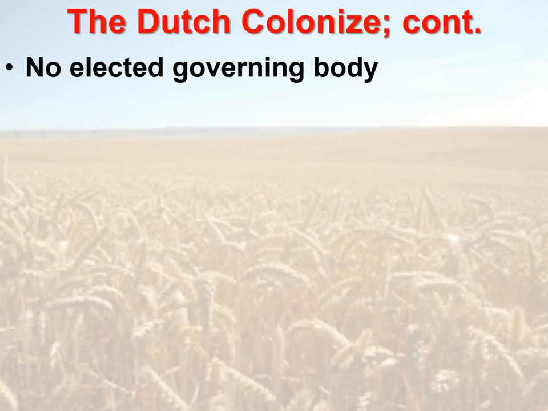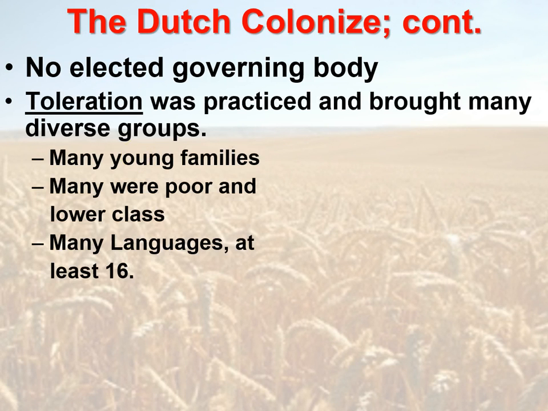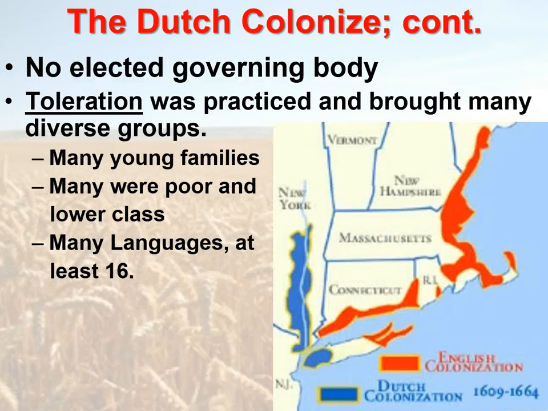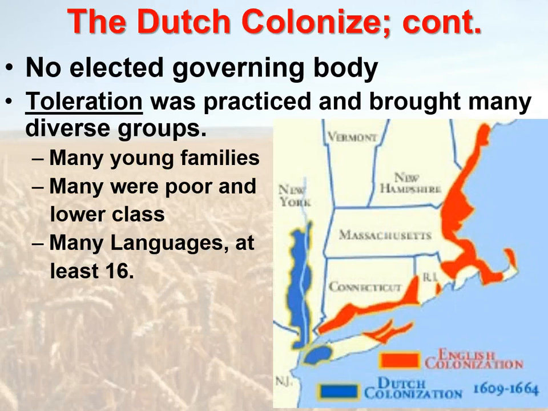The Dutch had some success, but they didn't create any kind of opportunity for participation in governing. That wasn't what their purpose was, so they didn't have an elected body. They were extremely diverse. They had a lot of toleration, and they all got along. By the time the English actually got there, they had over 16 different languages. A lot of young families, but yet poor and lower class at times. And anyway, you can see where the problems lie.